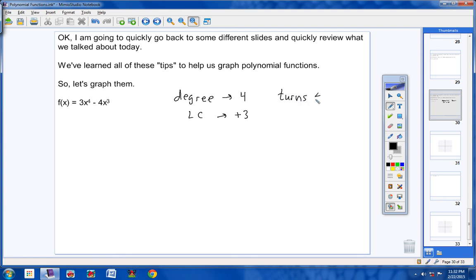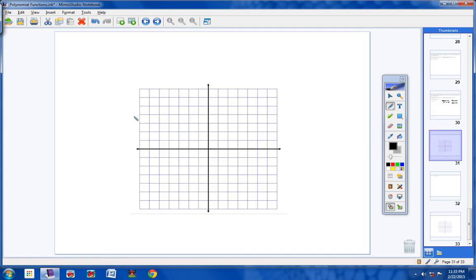So the turns will be less than or equal to, well, you take the degree and subtract 1, that would be 3. So the turns will be less than or equal to 3. How about the zeros? The zeros will be less than or equal to, what's my degree? 4. So I know it'll take no more than 3 turns, and no more than 4 zeros. Now, how about the end behavior? My degree is even. My lead coefficient is positive. So I know it's going to go up to the left, and I know it's going to go up to the right. Man, we're doing great, guys.